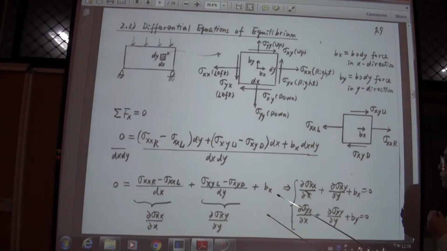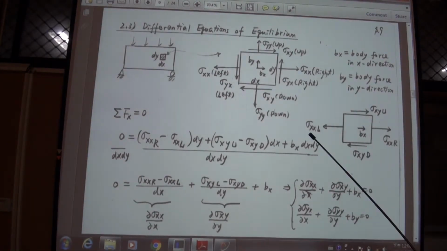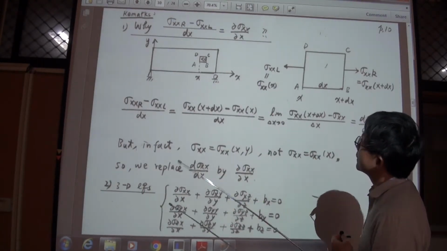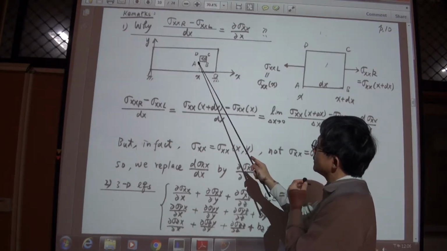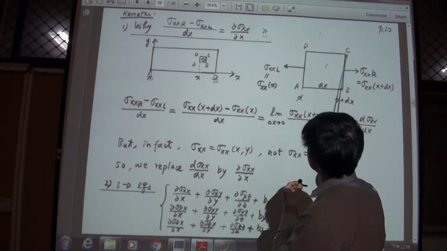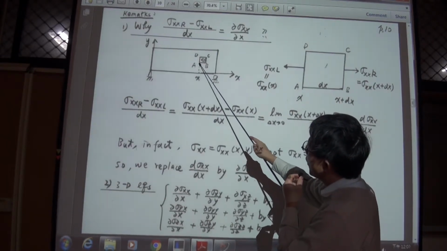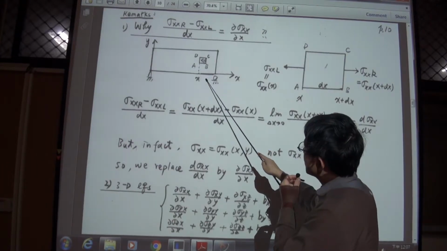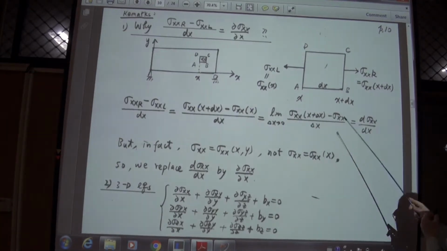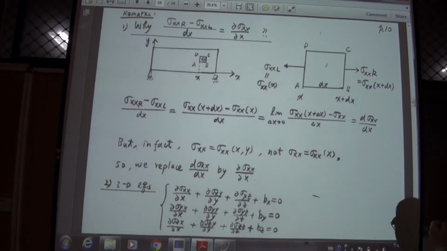Now I want to explain to you why this term equals this one. Why does this one equal this? Let us look at the beam. We draw the material points A, B, C, D here. Now the coordinate in x is x. At point A it is x. At point B it is x plus dx, right? Because the length is dx. So it's x plus dx.